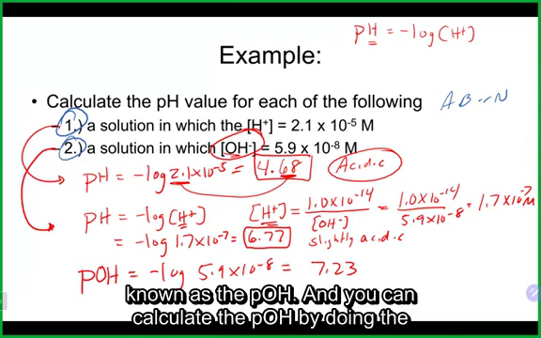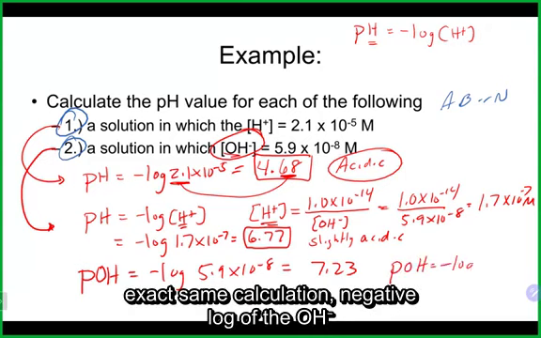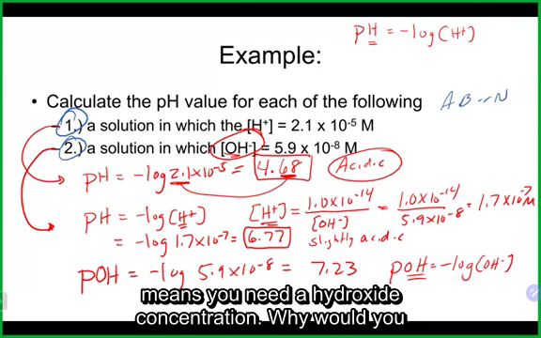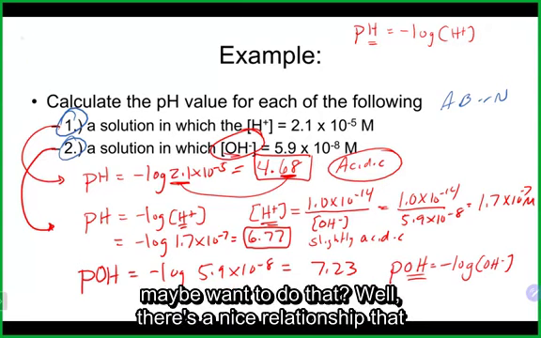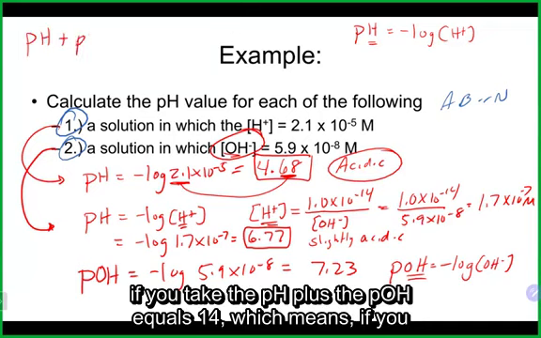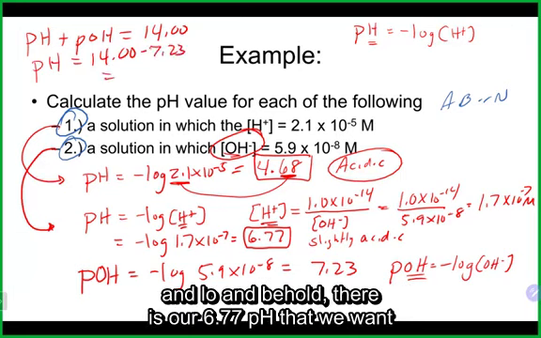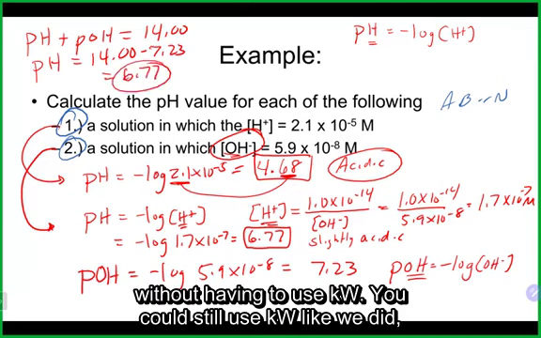And you can calculate the POH by doing the exact same calculation, negative log of the OH minus concentration. And it tells you in the name what you need. POH means you need a hydroxide concentration. Why would you maybe want to do that? Well, there's a nice relationship that pH plus POH equals 14, which means if you want the pH, you would take 14 in this example minus 7.23. And lo and behold, there is our 6.77 pH that we want without having to use Kw.